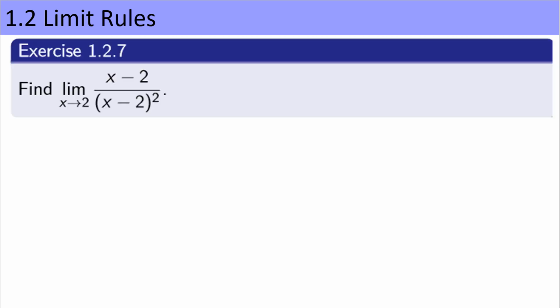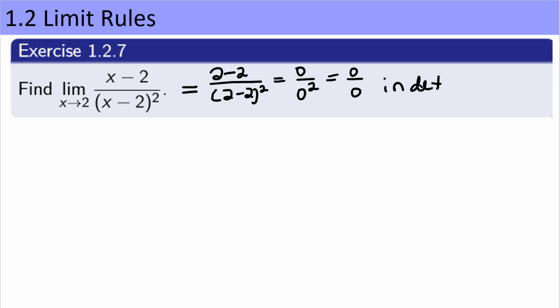Exercise 1.2.7. Find the limit as x approaches 2 of the quantity x minus 2, divided by the quantity x minus 2 squared. Let's plug in. This looks like a rational expression, so we could begin just by plugging in values. We get 2 minus 2 divided by 2 minus 2 squared. 0 divided by 0 squared is still 0 over 0. This is indeterminate, and indeterminate means do something else.